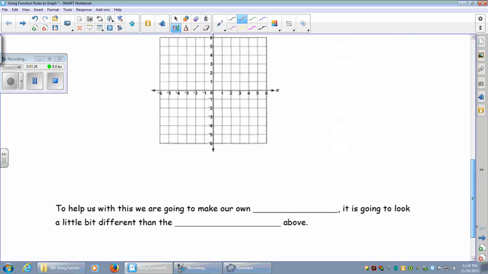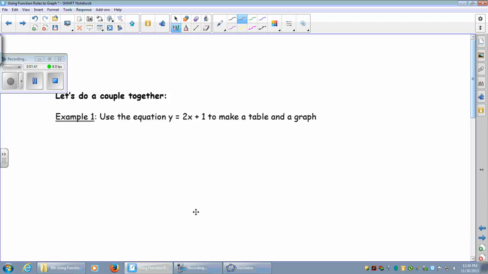So to help us with this, we're going to make our own table. Because if I have a table, I can graph a line. That's what I did in the beginning of this chapter. It's going to look a little bit different than the table above, though. So let's go on to the next page, and I'll show you how to make a table for this. Because once we have a table for this, we can easily graph that table and make a line down here.